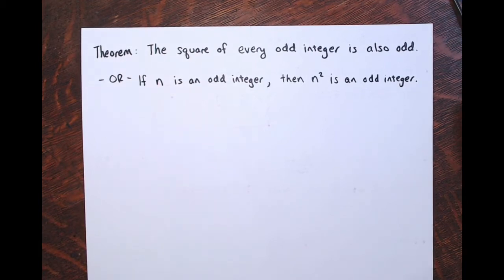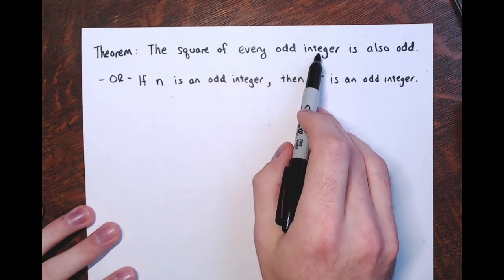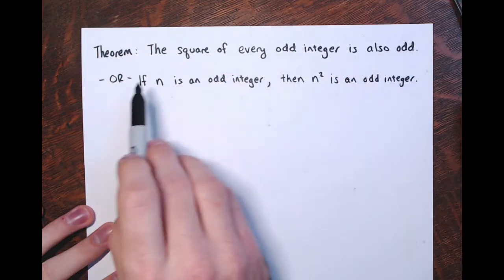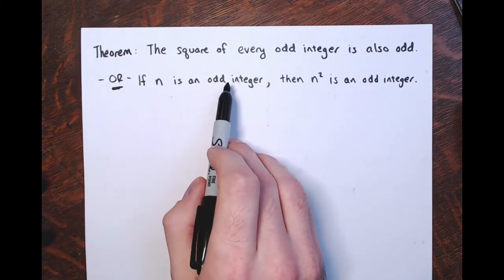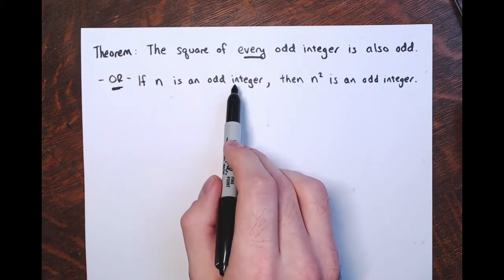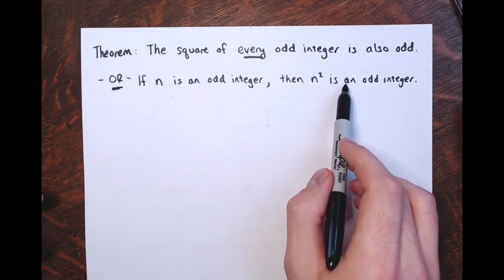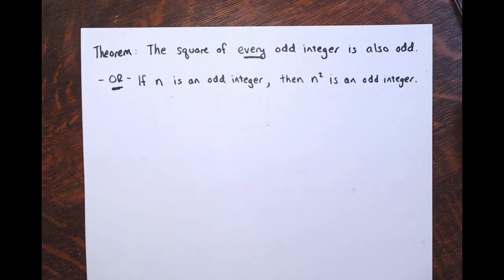Okay, so I've written out the statement. The statement they gave us was the square of every odd integer is also odd. Another way of saying this is if n is any odd integer, because this is saying the square of every odd integer, then n squared is an odd integer as well. Hopefully it makes sense. And for a lot of statements, not every statement, but for a lot of theorems, you will be able to write it as an if-then statement.